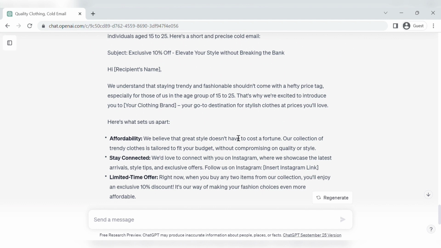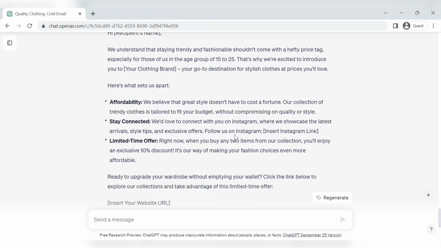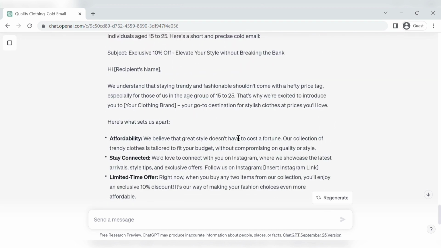Here you can see it wrote the exact cold email that I wanted it to write. It is short, precise, and very crisp for the reader to read. It has addressed the exact pain point that I wanted. First, the subject line, then hi, recipient's name. We understand that staying trendy and fashionable shouldn't come with a hefty price tag. This line will automatically grab the reader's attention.